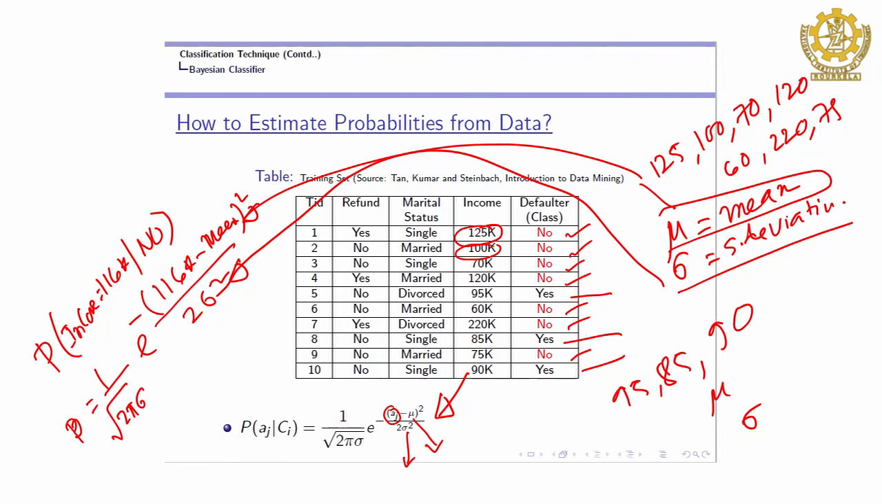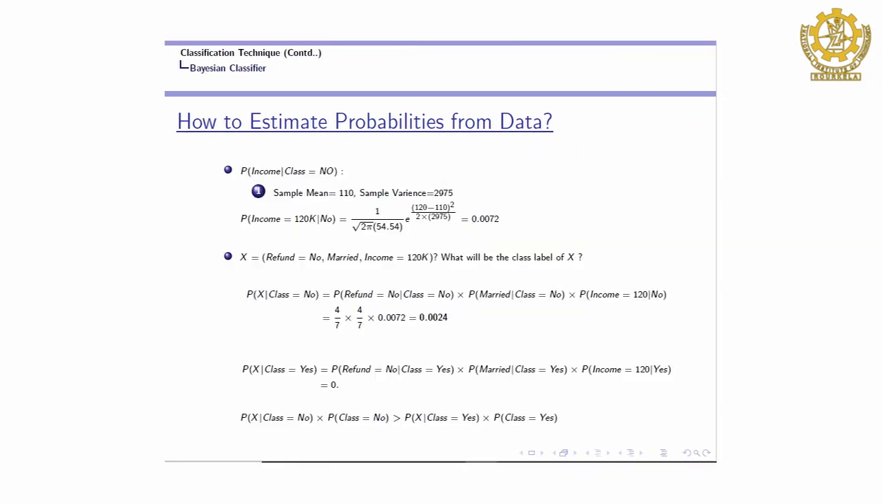Similarly, you do the same for class Yes. One more slide to explain the same thing: how to compute the probability of income given class No. You compute the sample mean, which is 110, and then the sample variance, and with this you compute the value.